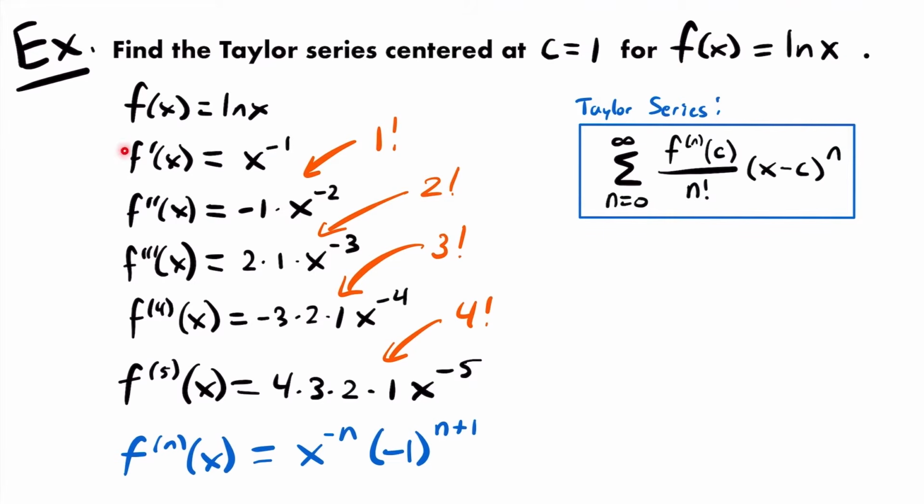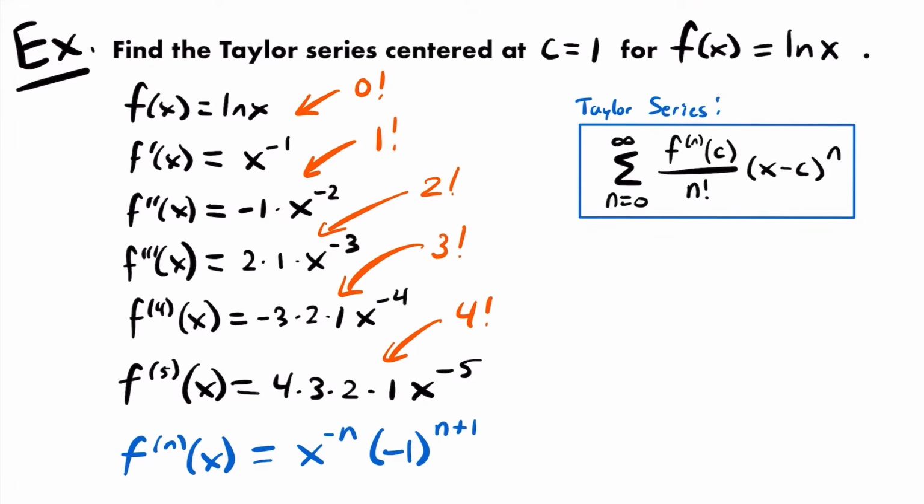And so you could say that 1 is the same as 1 factorial, because 1 factorial is just 1. And then for our first derivative, we also have a coefficient of 1. I just didn't explicitly write it, but we would have 1 times x to the power of negative 1. And we could say that that is 0 factorial. All right, 0 factorial is also equal to 1.